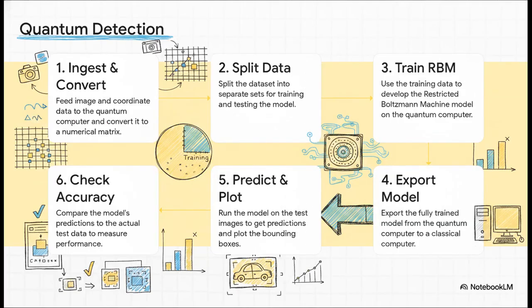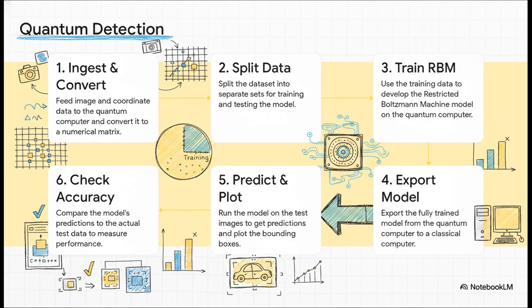All right, here we go. The whole process in 6 steps. First, you ingest your images and their coordinates, and you convert all that into a big numerical matrix. Second, you split that data up, some for training the model, some for testing it later. Third, and this is the really cool part, you train the RBM using the quantum computer. Fourth, you export that newly trained model back to a classical machine.